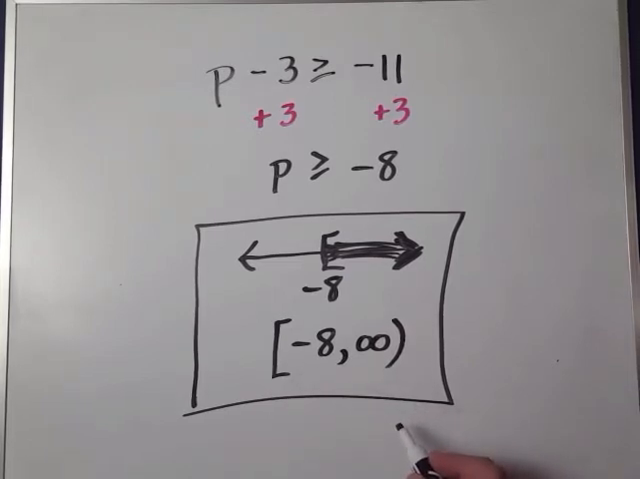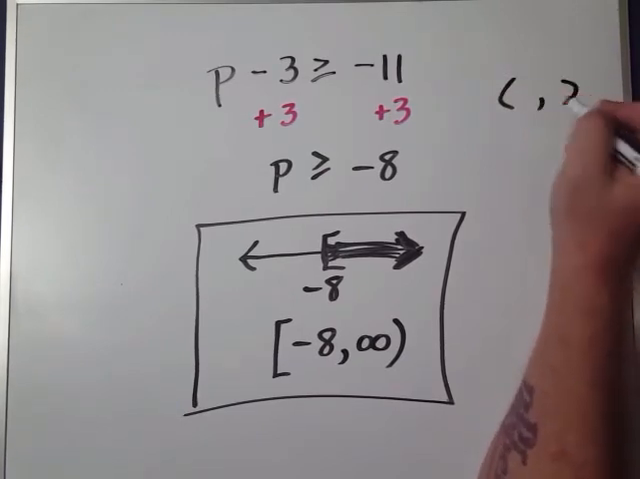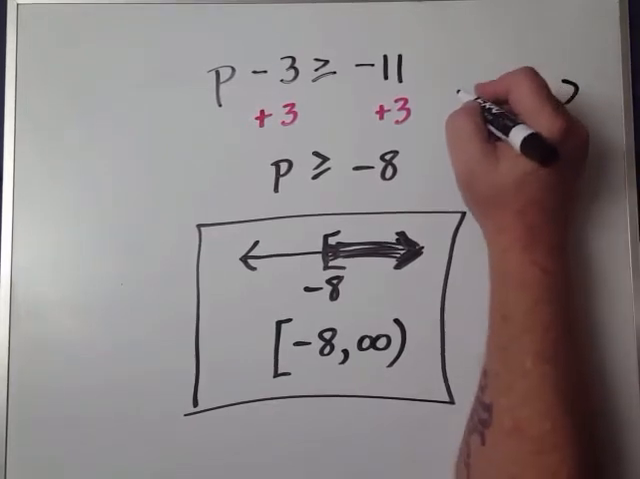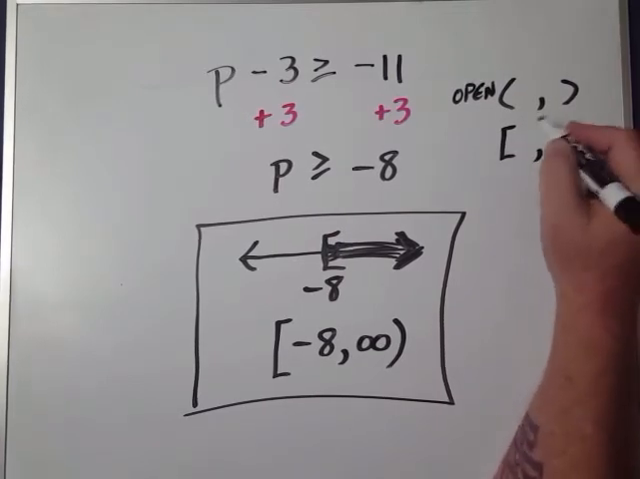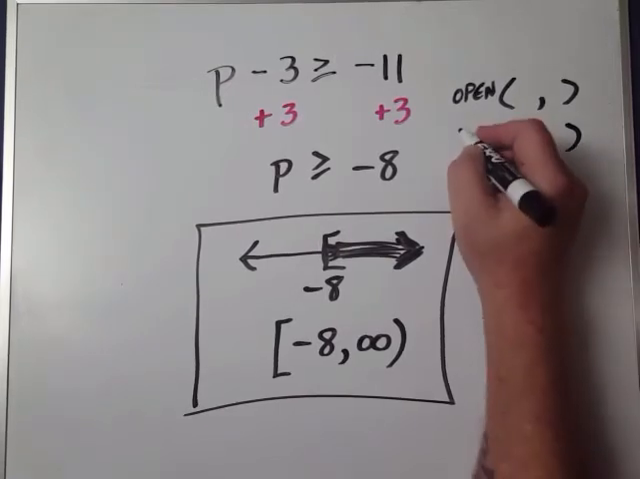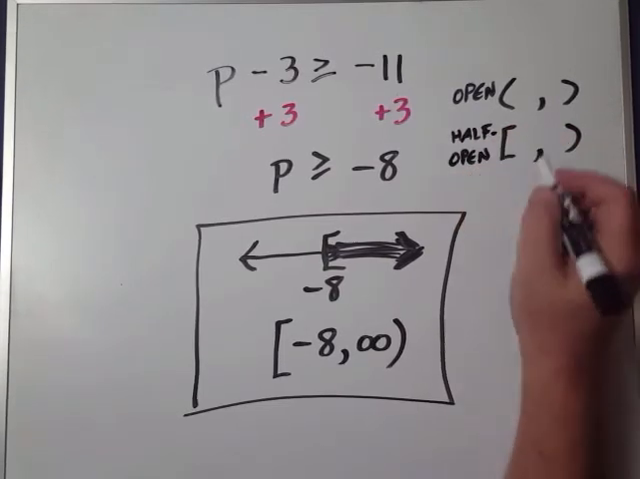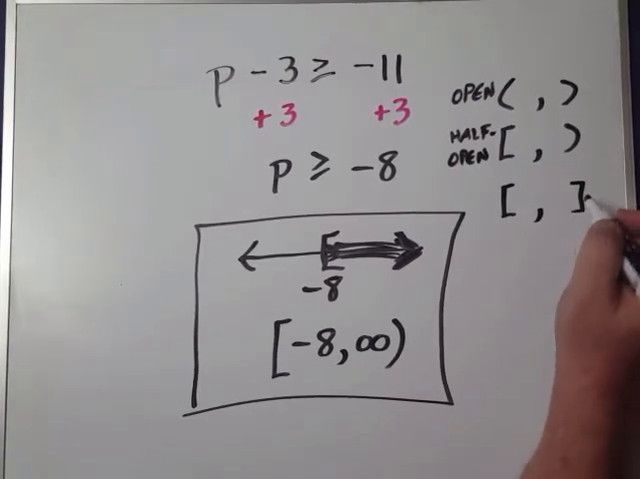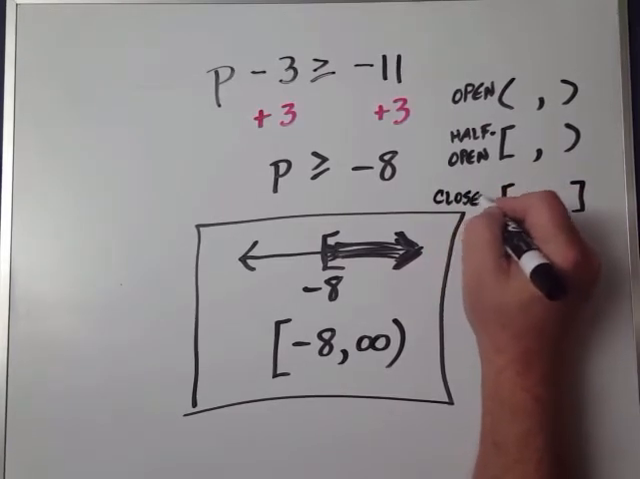Let's talk a little bit about terminology. If I have an interval that has parentheses on both ends, that is, includes neither endpoint, I call this an open interval. If I have an interval notation that includes one endpoint but not the other, I call this half open. These are not terms that you're responsible for, but you will hear me use them in lecture. If I have an interval that includes both endpoints, I will call this a closed interval.